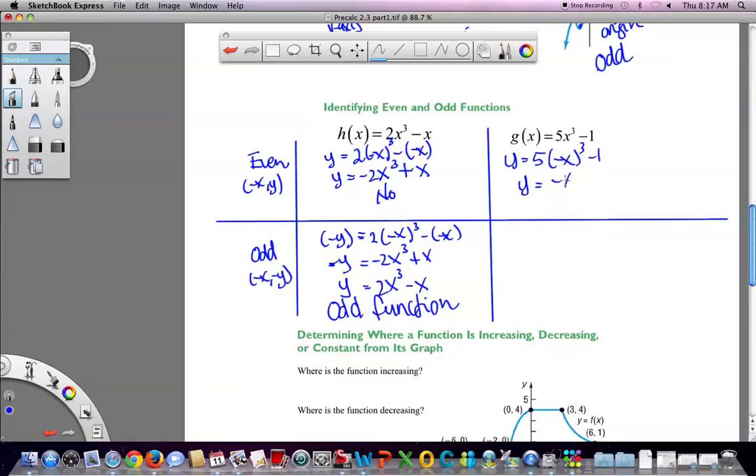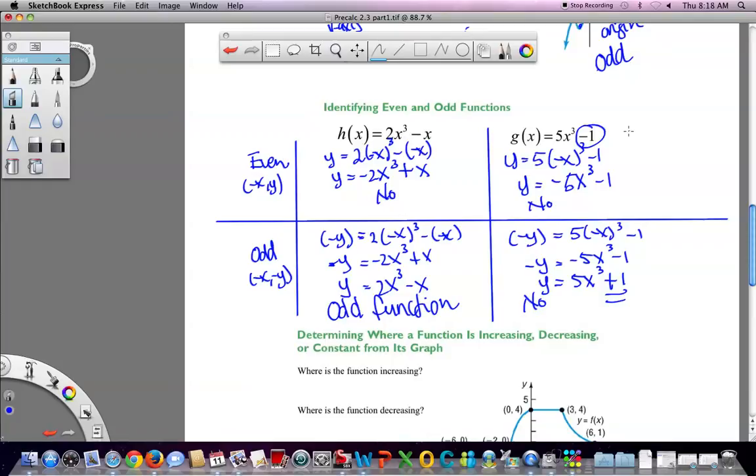So still no symmetry here, so it's not even. And then if you plug in a negative y, you get a negative 5x cubed minus 1. And then we change all the signs, so that's a positive. This becomes a positive, but so does this. And that plus 1 does not match up with the negative 1. So this is also not an odd function.